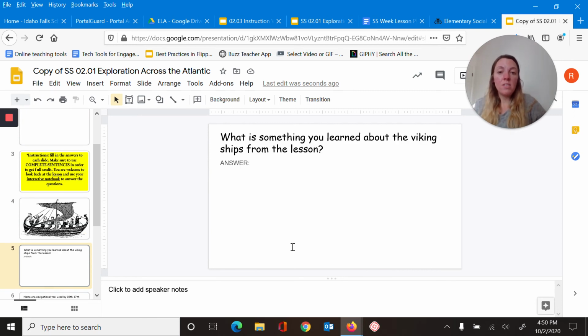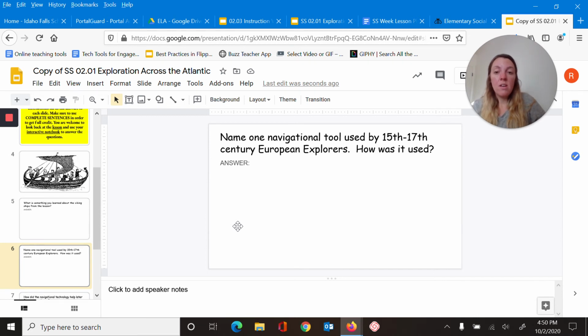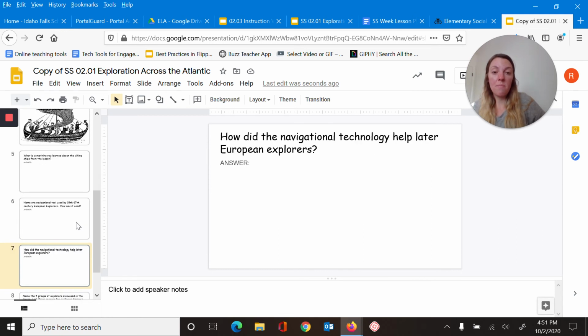So we have, what is something you learned about the Viking ships from this lesson? If you don't remember, you're welcome to go back to the lesson. Name one navigational tool used by the 15th through 17th century European explorers, which were the French, the Dutch, and the Swedish. How was that navigational tool used? You can read that in the lesson as well. How did the navigational technology help later European explorers?